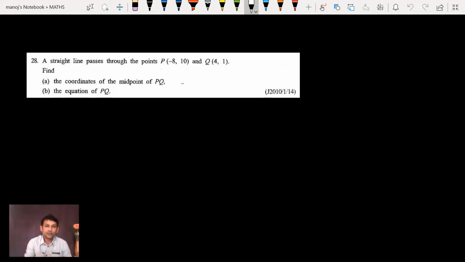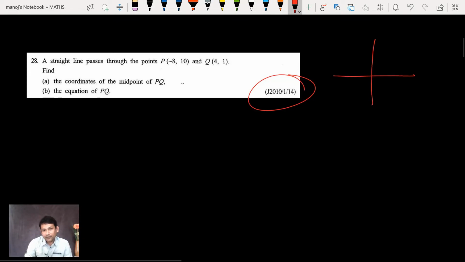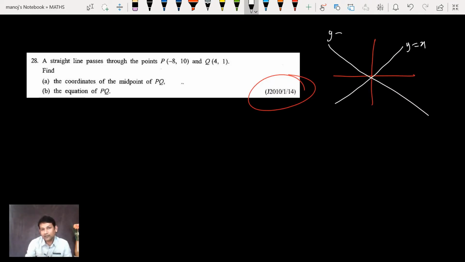Okay, now moving to the past paper questions. The first question is from June 2010, paper 1, question number 14. I'm just writing on the right hand side: this line is called y equals x, and this is called y equals minus x. Just remember this in your mind. Okay, moving to this question, June 10, paper 1, question number 14.